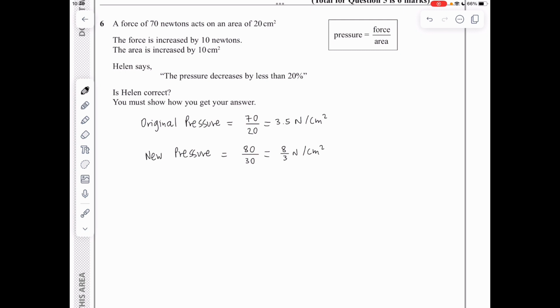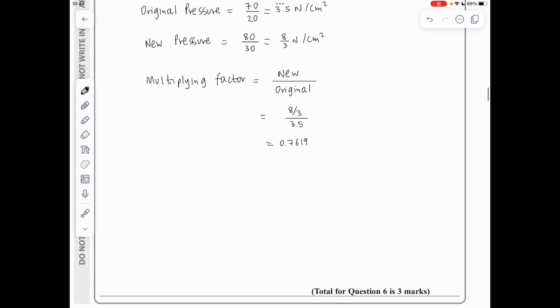So we want to find the multiplying factor that will take us from the original pressure to the new pressure. So the multiplying factor is new over original. So the new is 8/3 and the original was 3.5. And this is equal to 0.7619. So the multiplying factor being 0.7619 will help me see the percentage decrease.